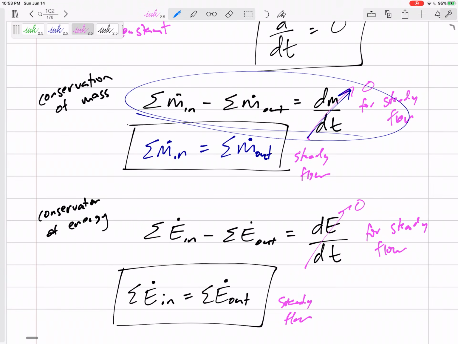The way that I think about it is this: if it's not collecting mass, if it's not filling up with mass, if the mass is not changing inside of our control volume, then it's a steady flow device.